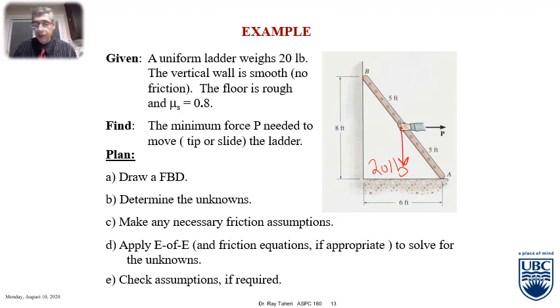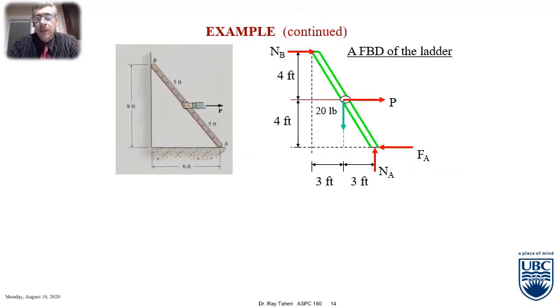First, start with the free body diagram. We define the unknowns. You make the required and necessary friction assumption. Is it sliding or tipping? Then the free body diagram, and you check your assumption. Here, what we do, first of all, this ladder is leaning against the wall. There is a normal force NB, and a normal force at point A, NA. There's a friction force applied right there, which is FA. Dimensions are given. So let's see how many unknowns we have here.